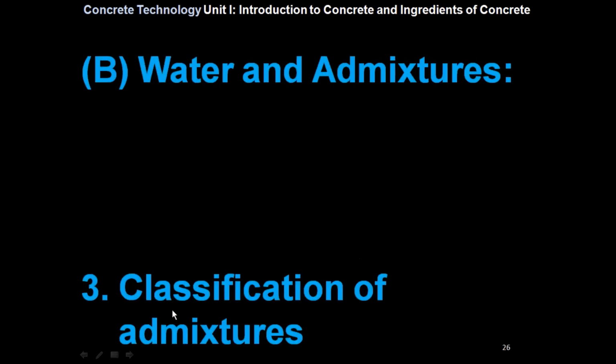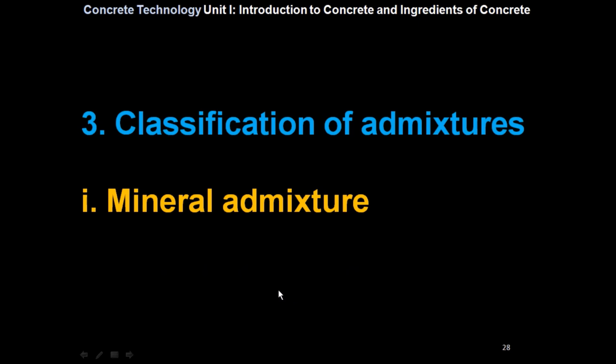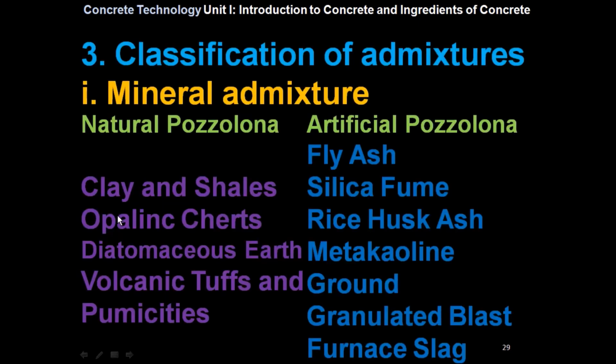Now we will see the classification of admixtures. The classification of admixtures is made in two ways. One is the mineral admixture and second is the chemical admixture. Now first we will see the mineral admixture.